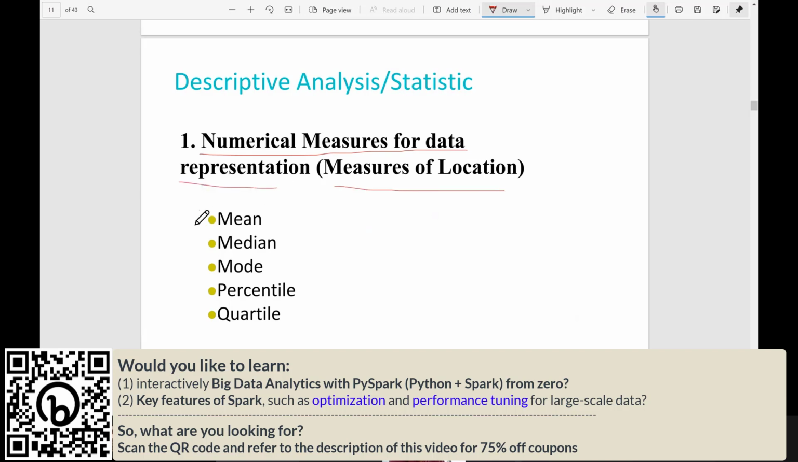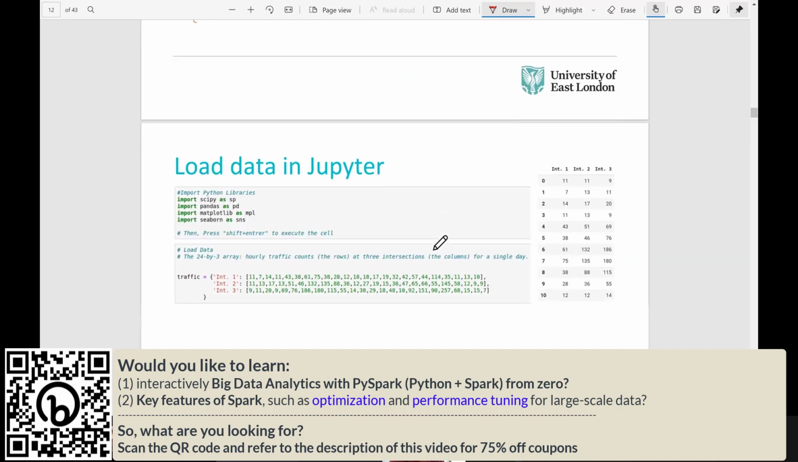So there are 5 methods that are frequently used for descriptive analysis or descriptive statistics: averaging or mean, median, mode, percentile, and quartile. Let's consider them one by one.